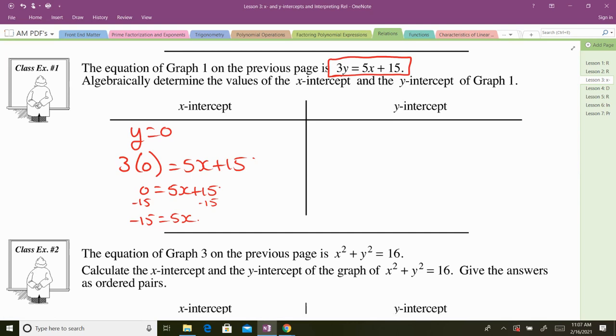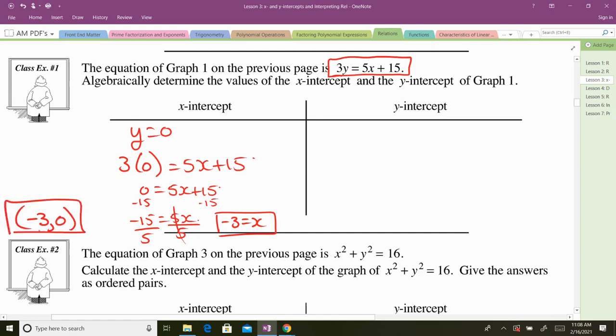Divide each side by 5, and you get 5 divided by 5. Those cancel. What's negative 15 divided by 5? Negative 3 is equal to x. So your x-intercept is negative 3 and 0 as an ordered pair, because the x always comes first. Okay?